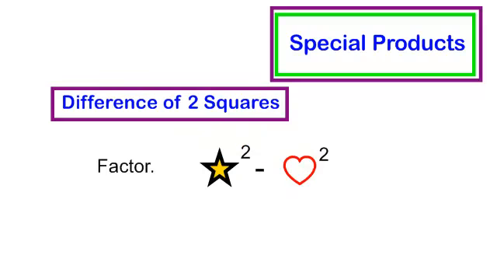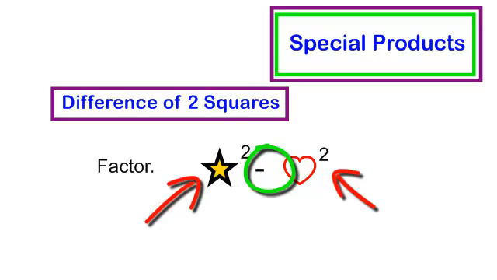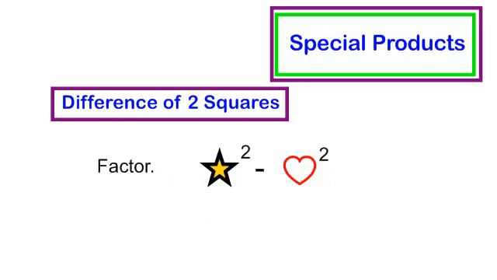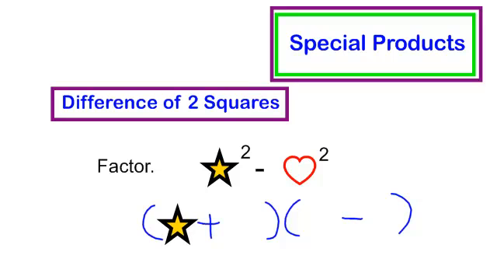Later on, when I tell you to factor, and you see something like star squared minus heart squared, this is the difference of two squares. Star squared is a perfect square of star because star times star is star squared. Heart squared, well, that's a perfect square of heart. I can quickly factor it. I will draw my two parentheses. I know instantly that this is going to have a positive times a negative, and my answer will be star plus heart times star minus heart.